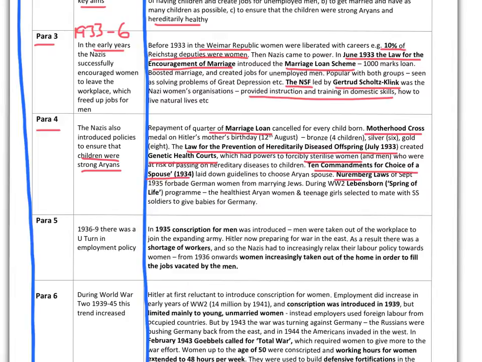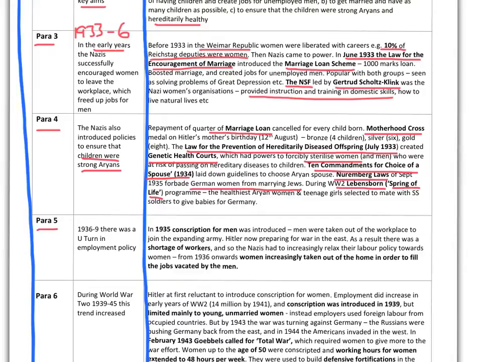And of course the Nuremberg laws, you learnt that in Jewish policy, forbade German women from marrying Jews, so mention that. And you could also mention the Lebensborn programme, or Spring of Life, whereby, particularly during the war, healthy Aryan women and older girls were selected to have children with SS soldiers.